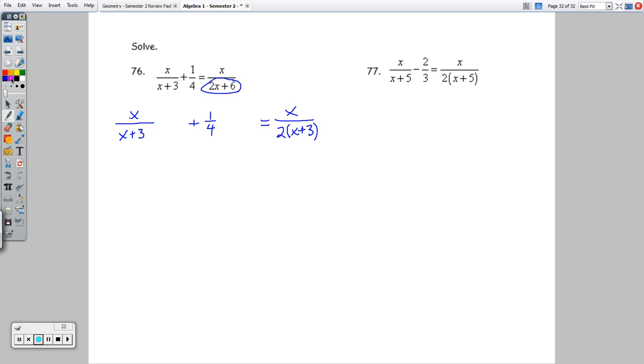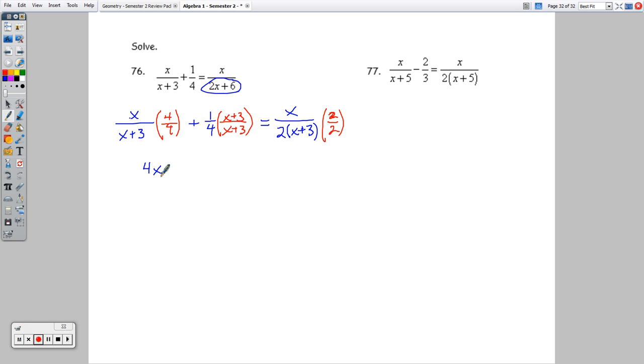So I'm going to look for what factors I'm missing. Here I'm missing, well, this is going to be a 4. And so I'd have to have 4 times x plus 3. So I'm going to multiply by that top and bottom. I'd have to have a 4 here to get 4 times x plus 3. And then this is 2 times x plus 3, so I would need to multiply that by a 2 on the top and the bottom. Well, let's see what happens when I do that.